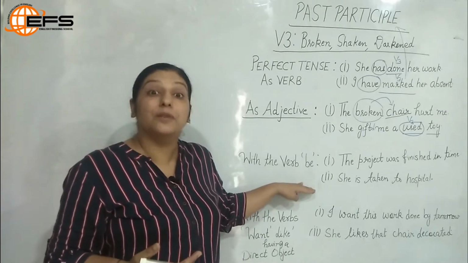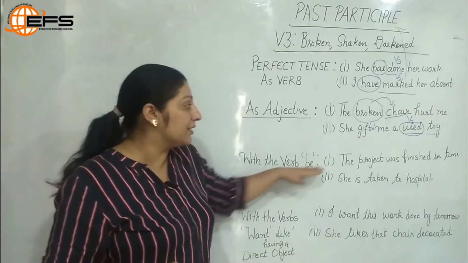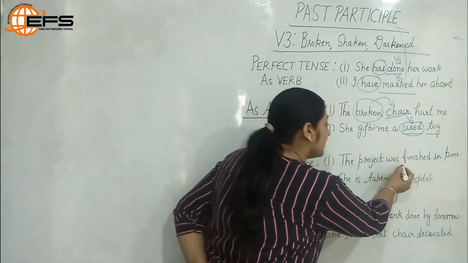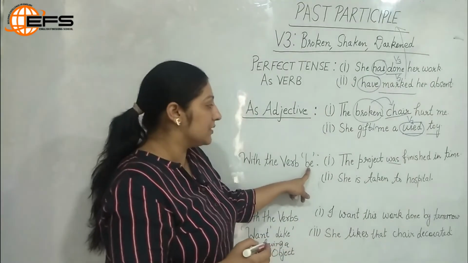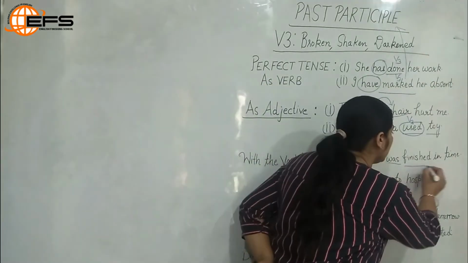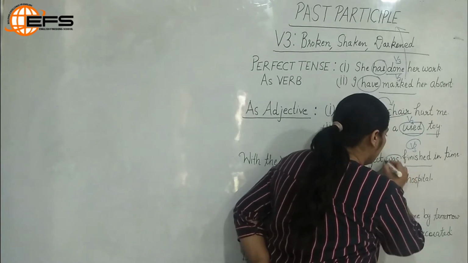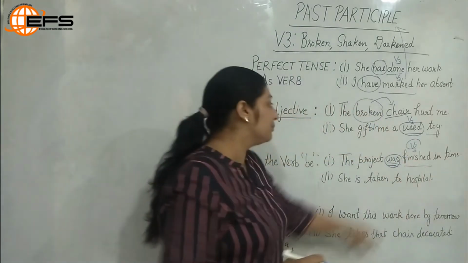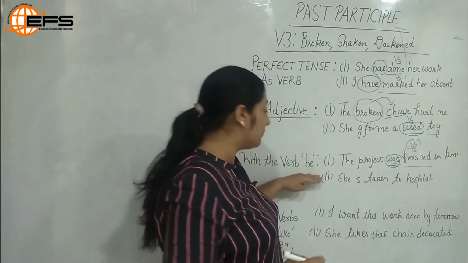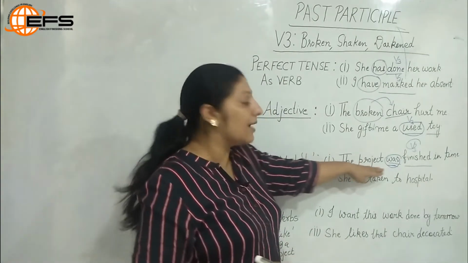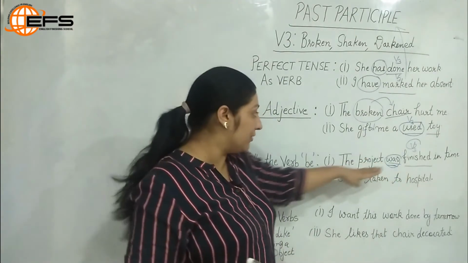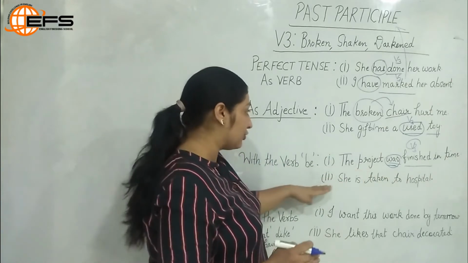They are always used in passive forms. When we say, the project was, now was here is the form of be only. So we'll say, the project was finished. Here finished is the third form. So that means this is the finite verb, and this third form, the past participle, is used with the verb be. This is an example of a passive voice. We always have done active and passive voice in English grammar.